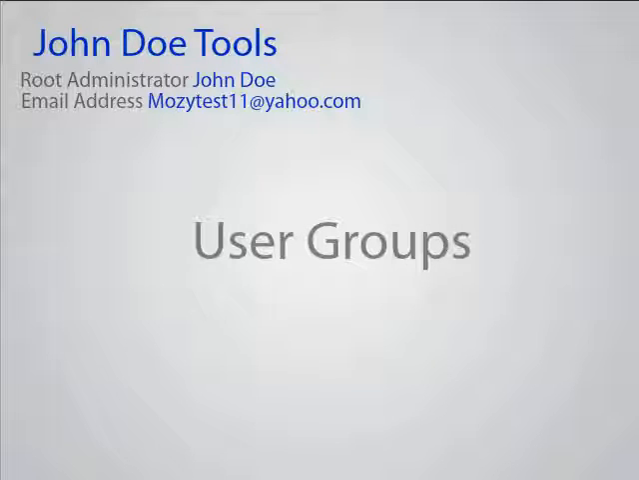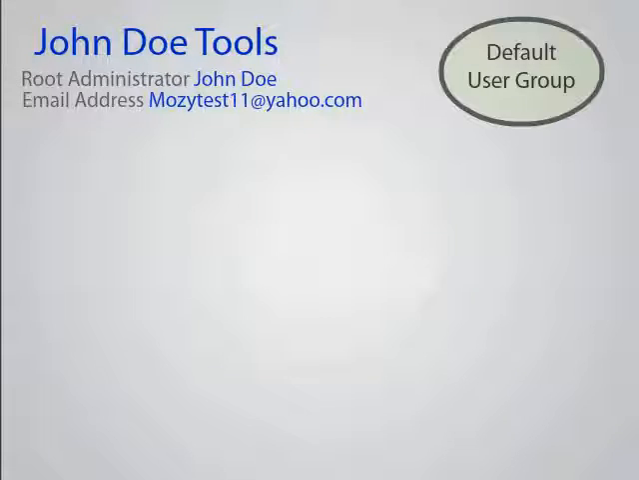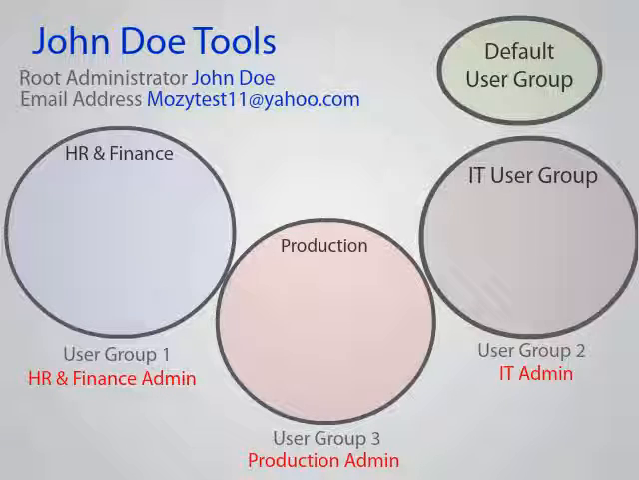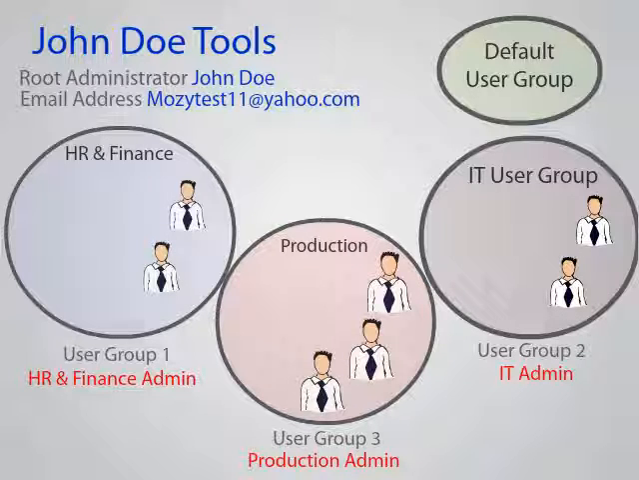User groups in the Admin Console allow users to be organized based on their billing plan, location, or organization. By default, when a MozyPro account is created, it has one user group called the default user group. John decided to group his users into user groups based on the department they work in. For example, User Group 1 for HR and Finance users, User Group 2 for IT users, and User Group 3 for production users. John then created 3 additional administrators whom he assigned to manage each of the user groups: the HR and Finance admin, the production admin, and the IT user group admin.